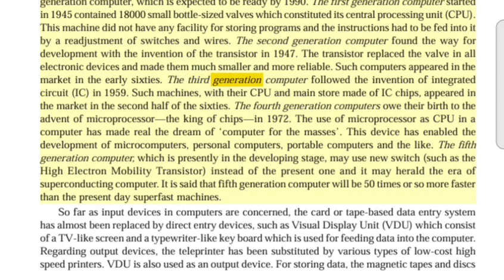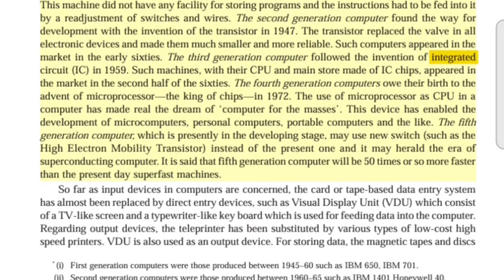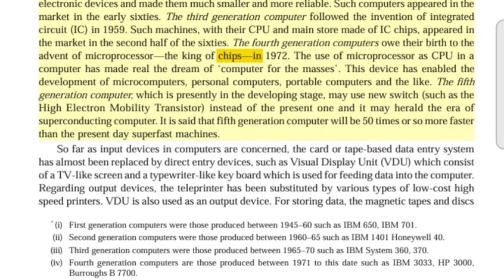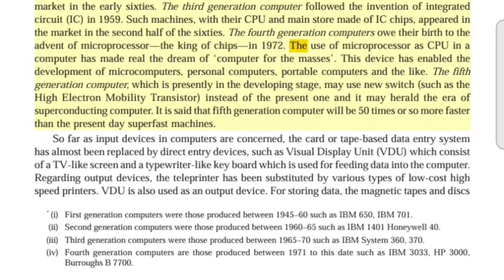The third generation computer followed the invention of integrated circuit (IC) in 1959. Such machines, with their CPU and main store made of IC chips, appeared in the market in the second half of the 60s. The 4th generation computers owe their birth to the advent of microprocessor, the king of chips, in 1972. The use of microprocessor as CPU in a computer has made real the dream of computer for the masses. This device has enabled the development of microcomputers, personal computers, portable computers and the like.